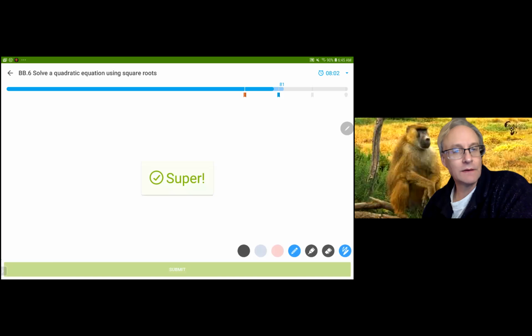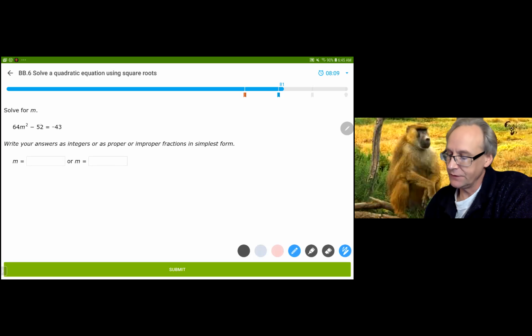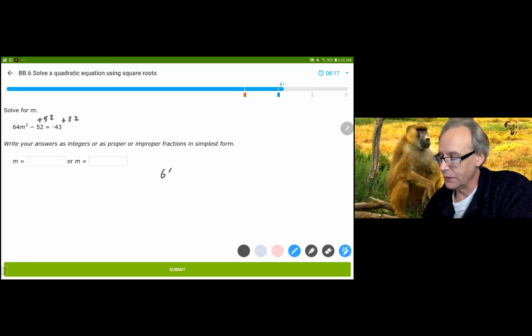Don't want to spend a long time. We want to do some of the hard ones, right? Oh, this one's much better. Okay, so we're going to add 52 to start with. So we add 52 to both sides. And that does give us 9, doesn't it? So 64 m squared is equal to 9, because negative 43 plus 52 is 9.